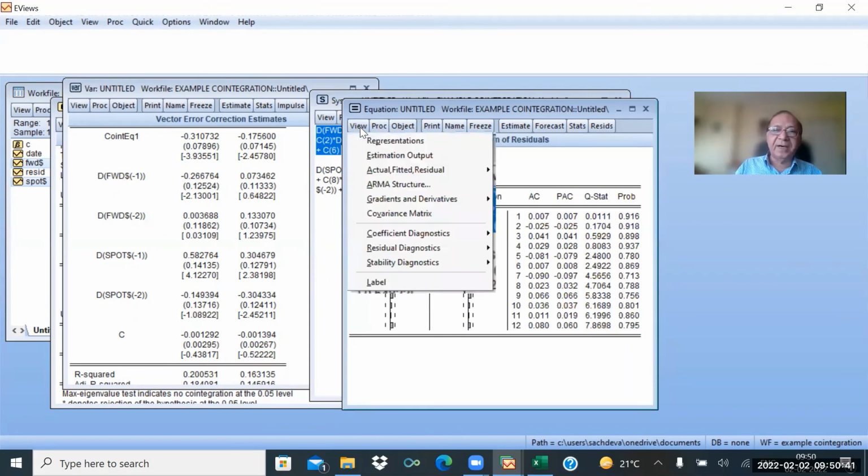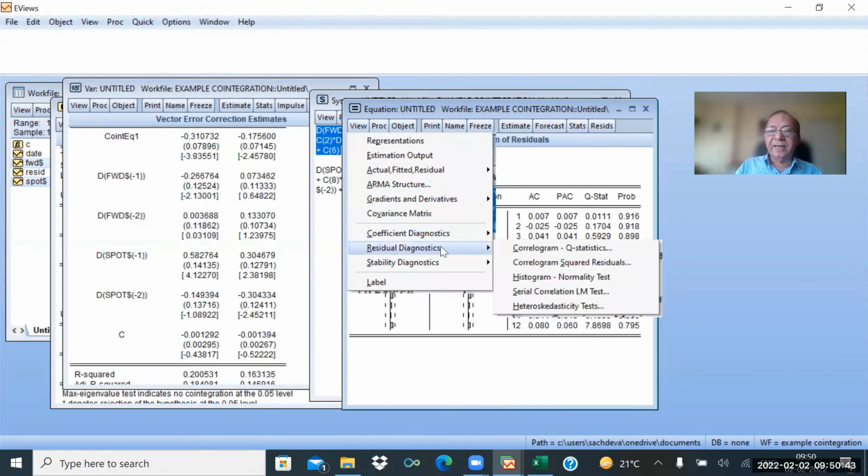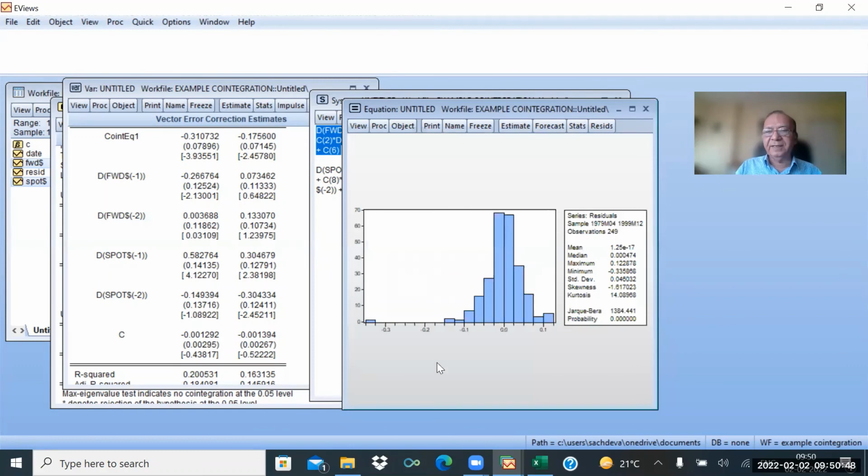And now we come to the view again. We will do the residual diagnostics. We will see the histogram, normality test. This appears to be normally distributed, but there is one data point which is an outlier, which is less than minus 0.03. So this one is creating the problem. That is why the Jarque-Bera test is showing 0.000. It is less than 0.05. It means there is a problem in this case.